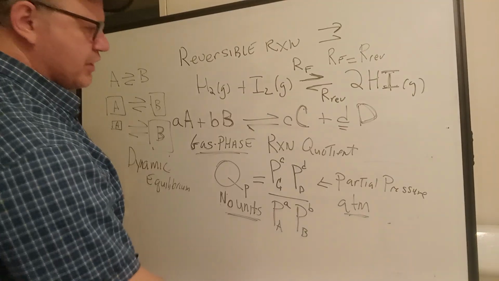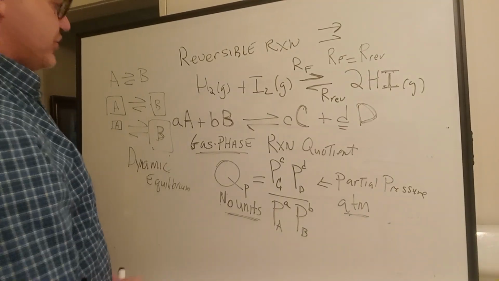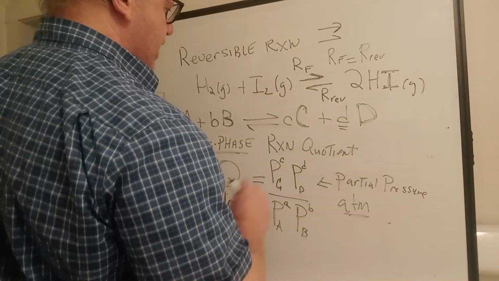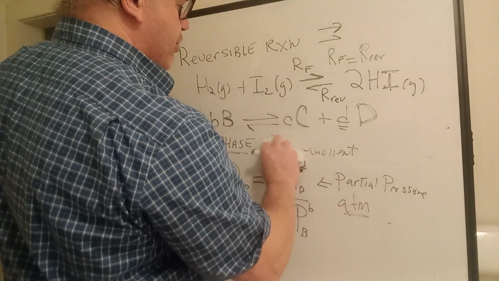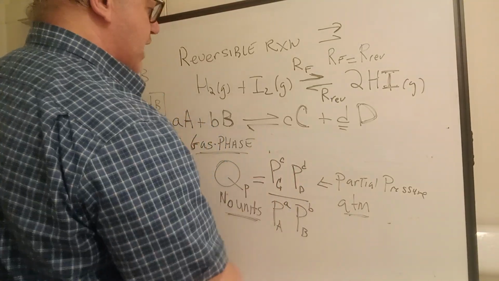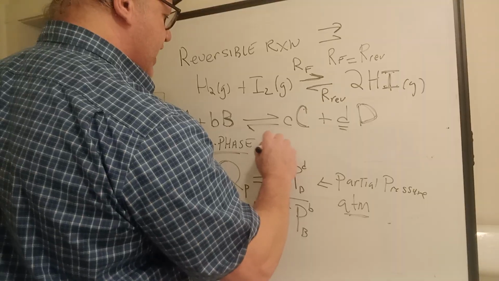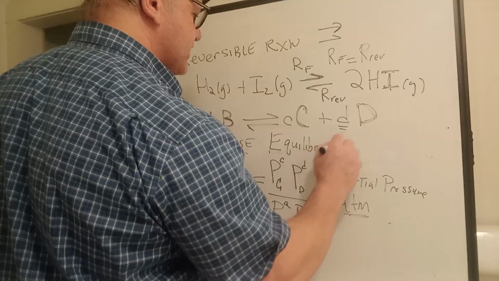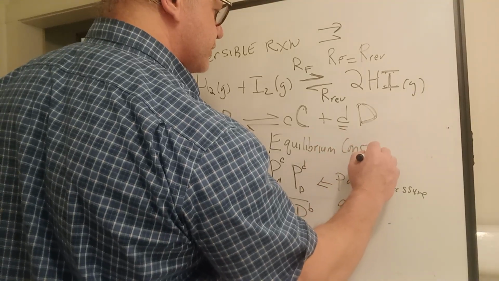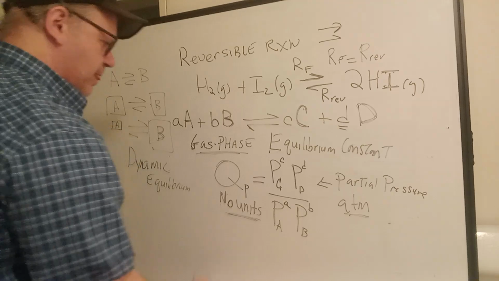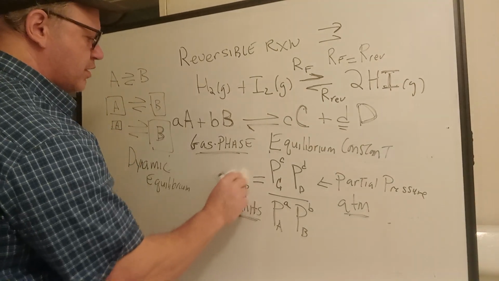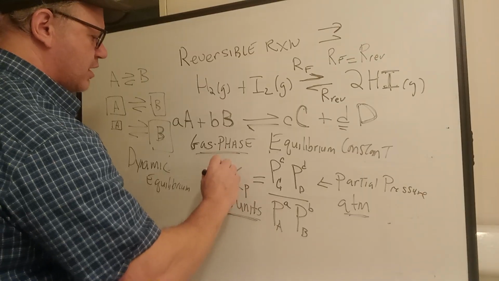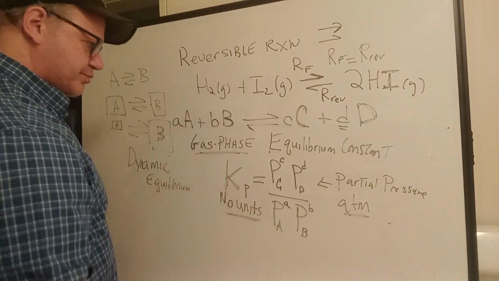So what we can do here on the equilibrium condition, let's focus right now on the gas phase, is write not a reaction quotient Q, but we write what's called the equilibrium constant. So in this particular case, we write what's called an equilibrium constant, and we denote it with K. Everything else is the same.